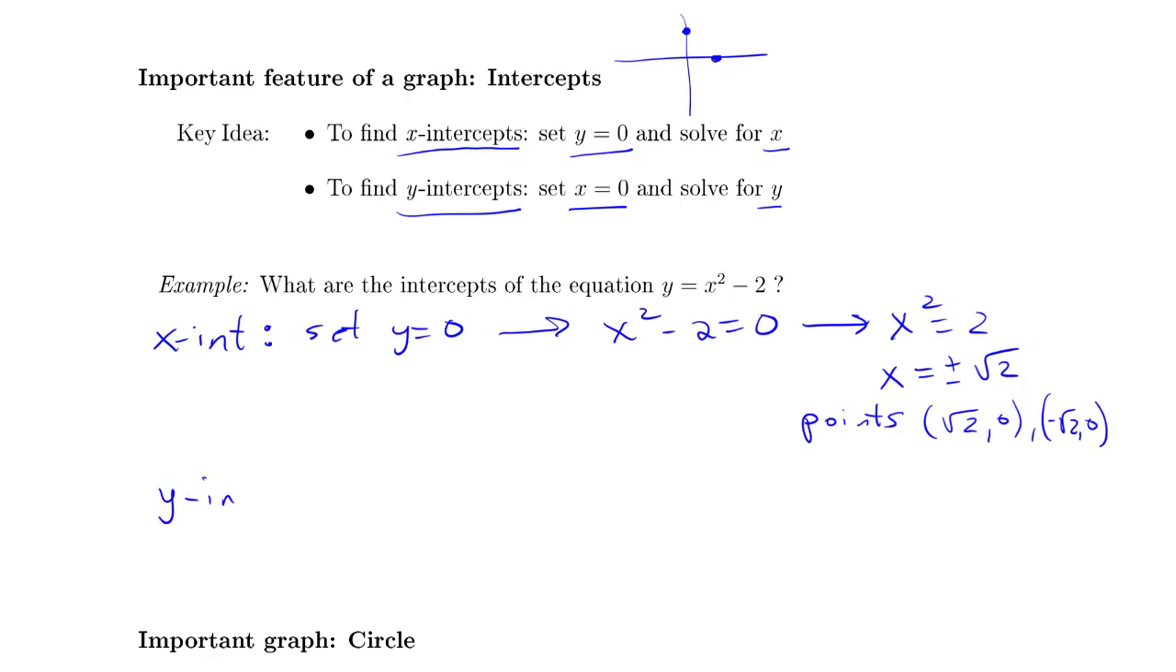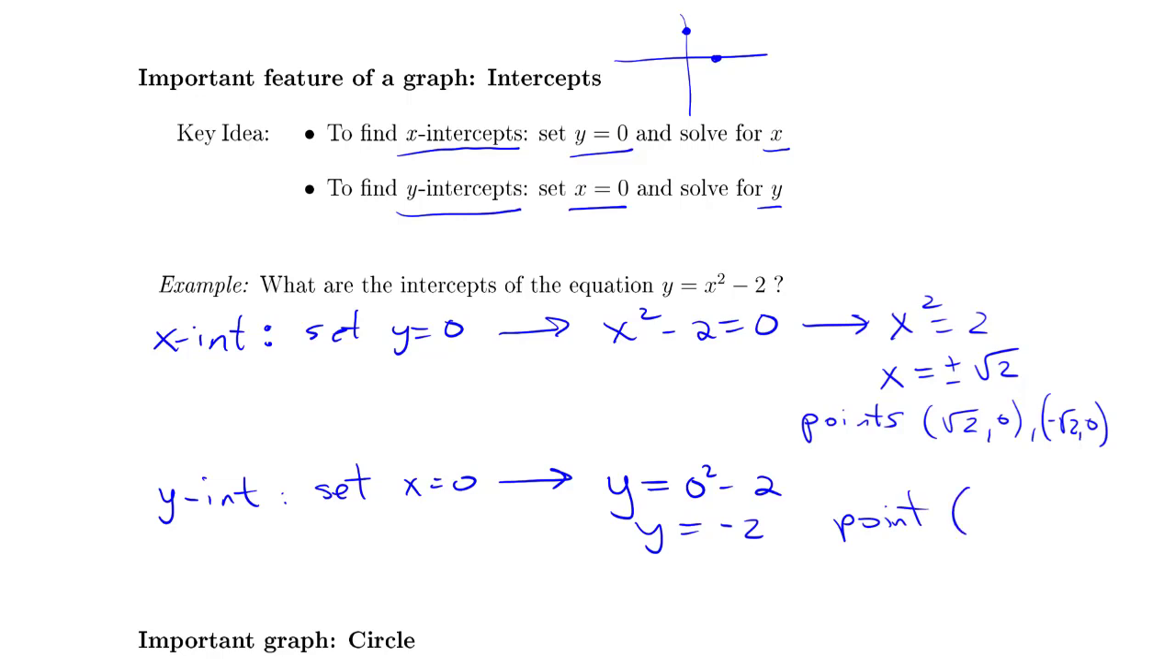If we wanted the y-intercept, we would set x equal to 0, and then we'd get y equals 0 squared minus 2. I'm sorry, that would give us y equals negative 2, and that would give us the point 0, negative 2. So there are the x-intercepts and the y-intercept.